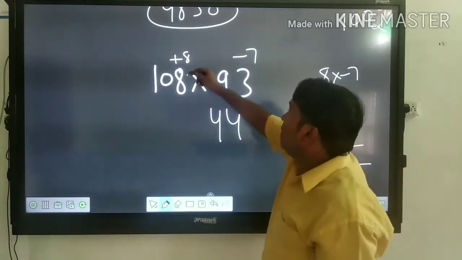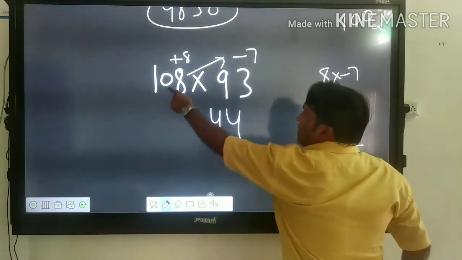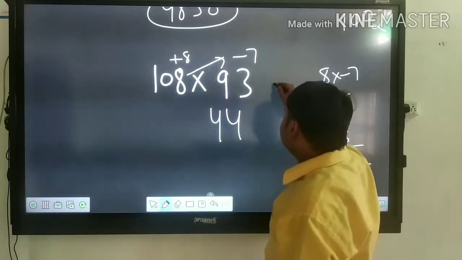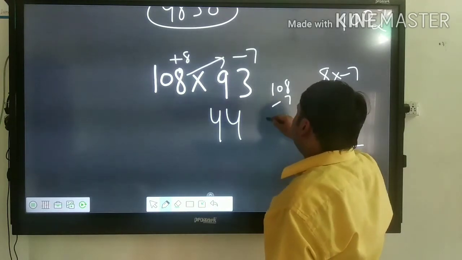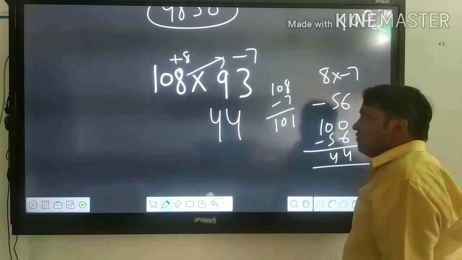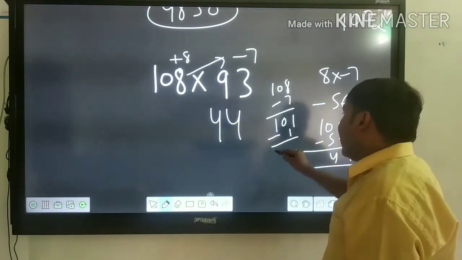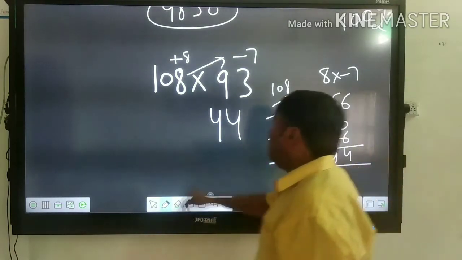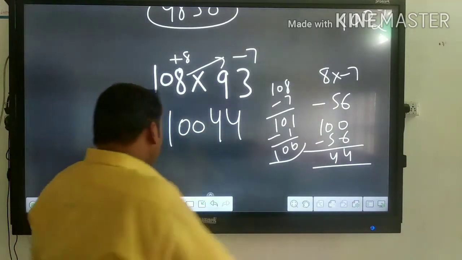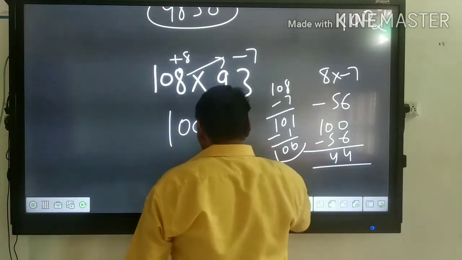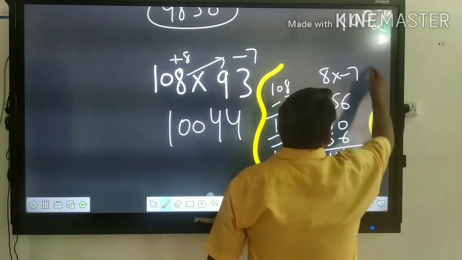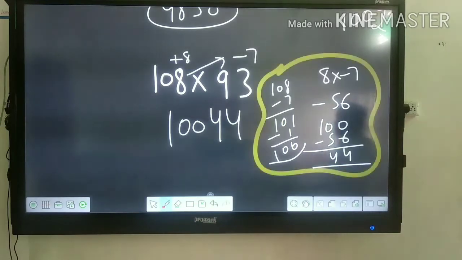And now 108 minus 7, that is 101. But you will subtract one more. See, 108 minus 7, that is 101, and you will subtract one more from this 101, so the final is 100. This is the other part of your answer, student. So in this way we have got the answer, students.